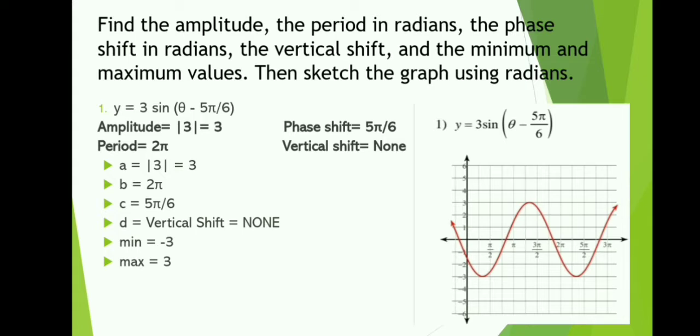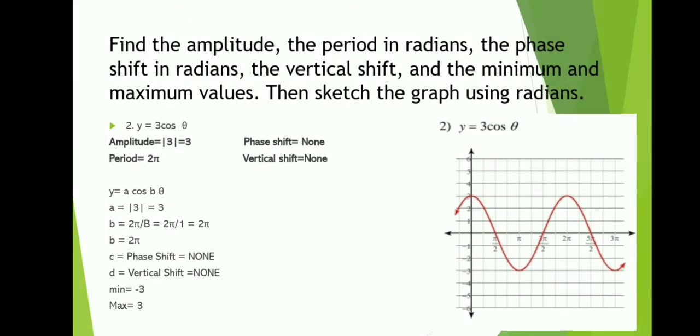Then sa minimum and maximum, the minimum is subtracting the amplitude from the vertical shift, which is 0 minus 3 equals negative 3. The maximum is adding the vertical shift plus the amplitude, so 0 plus 3 equals 3. So sa graph, so mao ang graph.